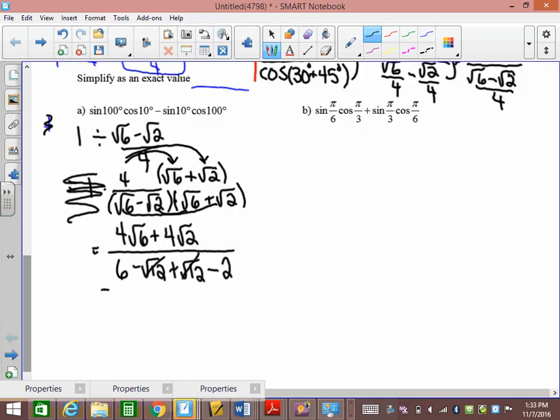And on the top, I'm left with 4 root 6 plus 4 root 2 over 4. Beautiful answer, but it won't be there. What are they going to make you do? Take a 4 out. And when these cancel, they all become 1s.